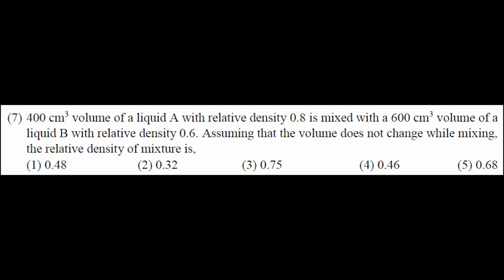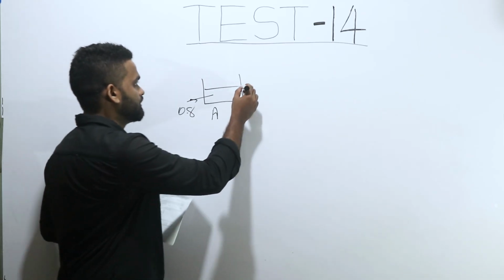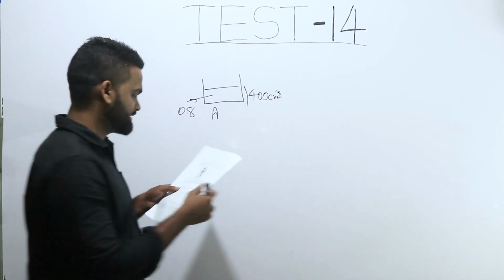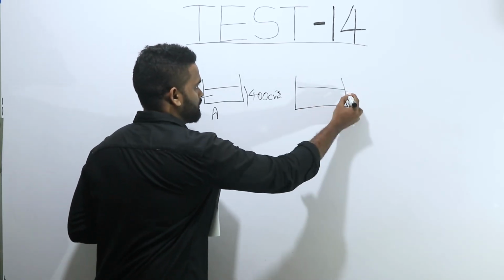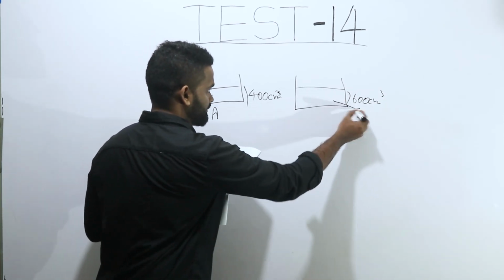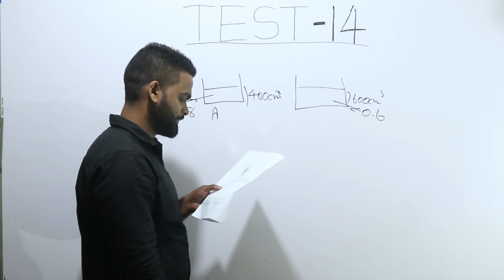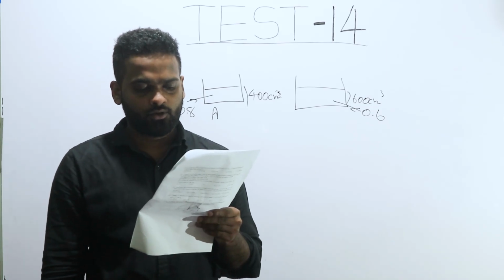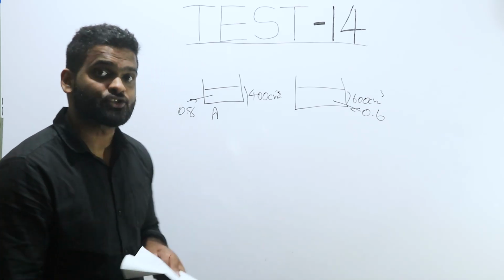400 cubic centimeter volume of liquid A, with relative density 0.8, is mixed with 600 cubic centimeter of a liquid with relative density 0.6. Assuming that the volume does not change while mixing, the relative density of the mixture is.